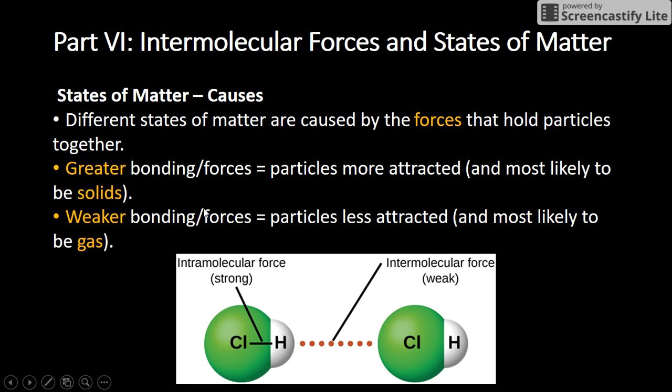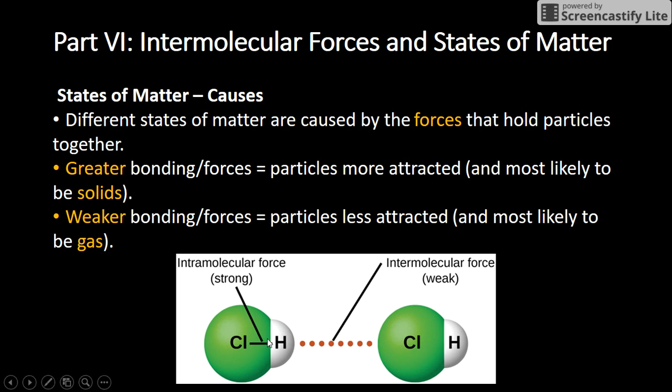All right. Intermolecular forces and states of matter. This is important. So different states of matter, solid, liquid, gas, are caused by the forces that hold the molecules together. The greater the bonding forces, the more attracted the particles are and the more likely they are to be solids. The weaker the bonding forces, the particles and molecules aren't as attracted and they're more likely to be a gas or a liquid.